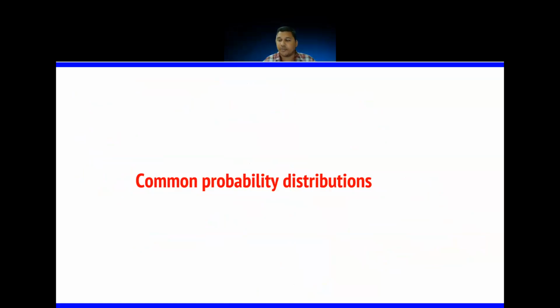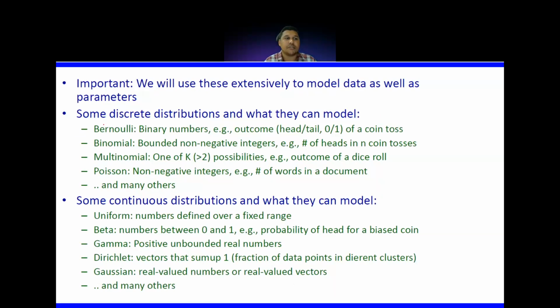Under discrete, we have a few. Under discrete, we have Bernoulli, binomial, Poisson, and so on. And under continuous, we have uniform, Gaussian, and many others exist. So let's see a few of them, and understand how and where they are used.